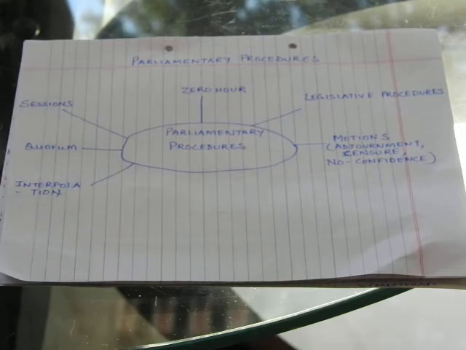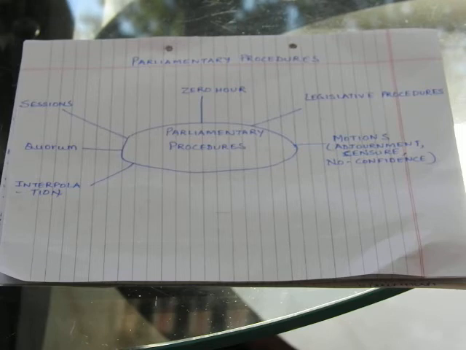Interpellation. The right of the members to ask questions from the government is known as interpellation. Question Hour. A member of the House may ask questions from the government on matters of public interest. Such questions are addressed to the chair. If admitted, the government is obliged to answer them. A member has to give 10 days' notice of a question.